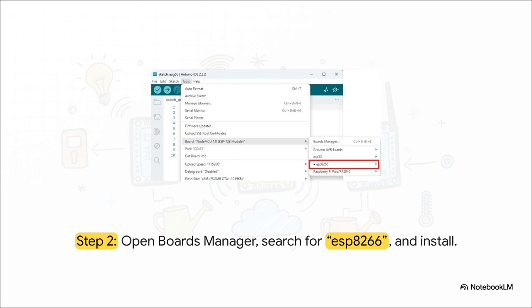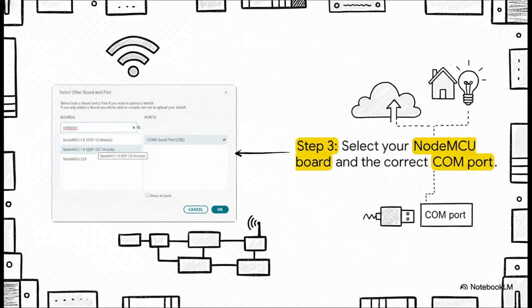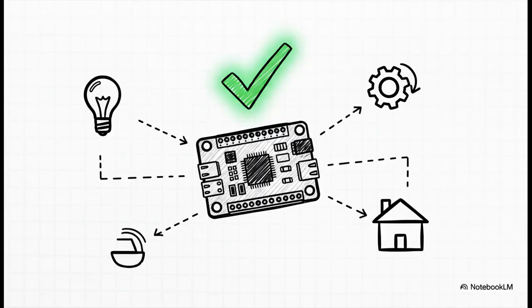Super simple. And the final piece of the setup puzzle is to tell the software exactly which board you've plugged into your computer. You'll go to the Tools menu, find your NodeMCU model in the list, and then select the correct COM port. That's just the USB port it's connected to. Now your computer knows exactly how to talk to your board. And that's literally it. Just like that, you are all set. Your computer and your NodeMCU are now ready to work together. You are officially prepared to start programming and bring your connected ideas to life.